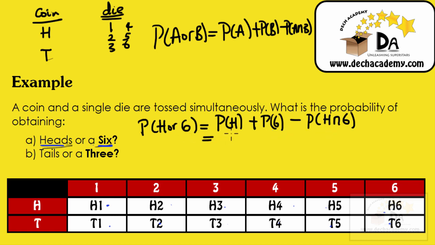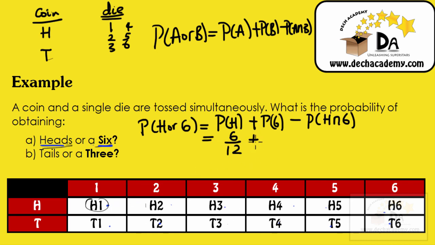What's the probability of getting a heads? Probability of getting a heads is simply as follows. 1, 2, 3, 4, 5, 6 divided by 12. So there's 6 ways you can get heads divided by 12 possible outcomes.